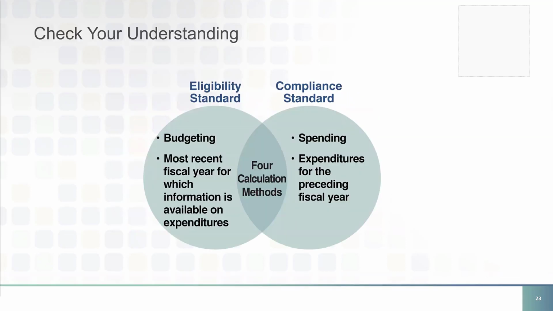Remember that eligibility standard is about budgeting, while compliance standard is about spending. Those are expenditures. And that for eligibility, you start by looking at the most recent prior state fiscal year for which information on expenditures is available. And for compliance, you start with the preceding state fiscal year. In both cases, you need to go back to the most recent year in which LEA MOE was met. Finally, for both standards, there are the 4 methods of calculating LEA MOE. Again, local only total funds, state and local, and per capita of each. And in its shortest form, that is LEA MOE. So let's look at those exceptions that we talked about. Again, as you have questions, place them in the chat.